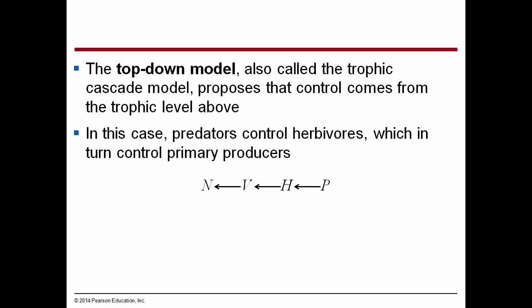The top-down model, also called trophic cascade, proposes that the control comes from the trophic level above. In this case, predators control herbivores, which in turn control primary producers. So the idea of the top-down model is that basically you have your predators control the herbivores, and the herbivores control the vegetation, and the vegetation supplies the nutrients to the soil. So there's two different ideas about how this works. Probably the reality is the interaction between those two areas.